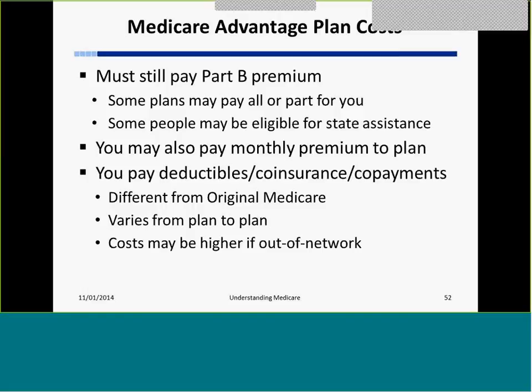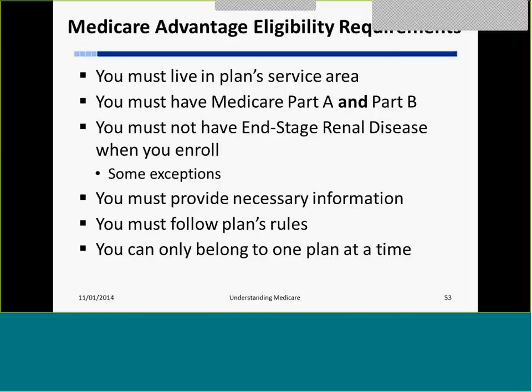We'll have the MA pay, you have premium, you have all your different out-of-pockets, and we'll look at those down the road. To be eligible for Advantage, you must live in the service area, be enrolled and maintain your Part A and B, and you cannot have end-stage renal disease.